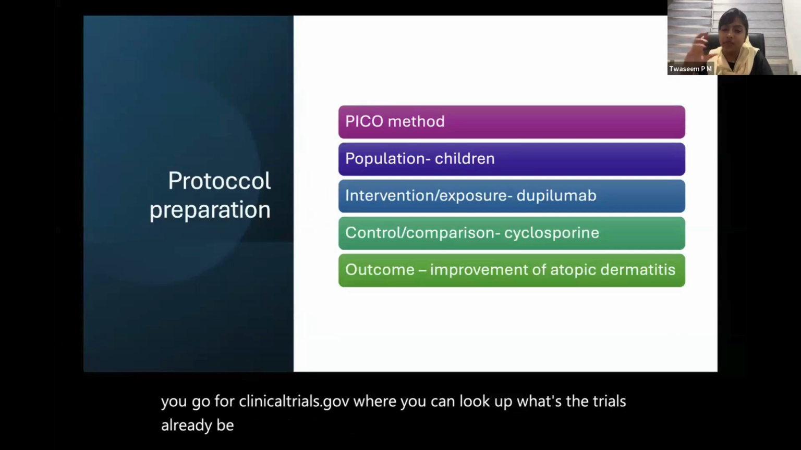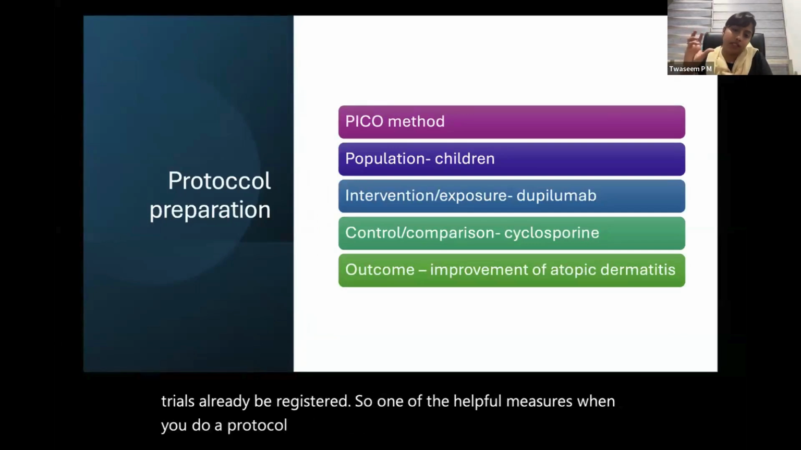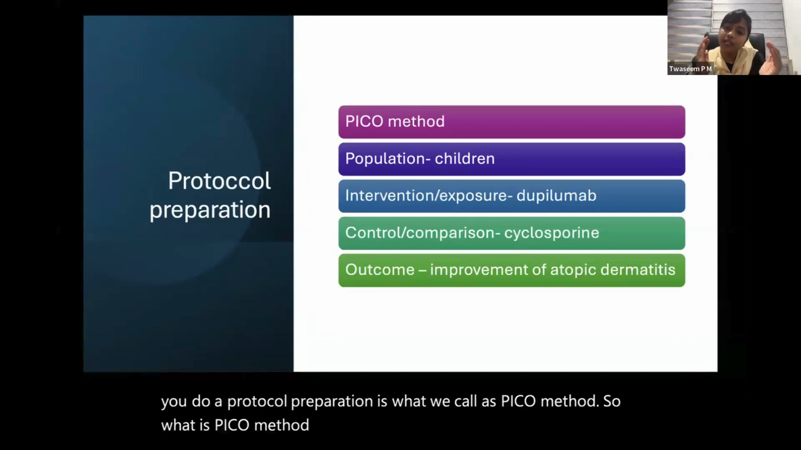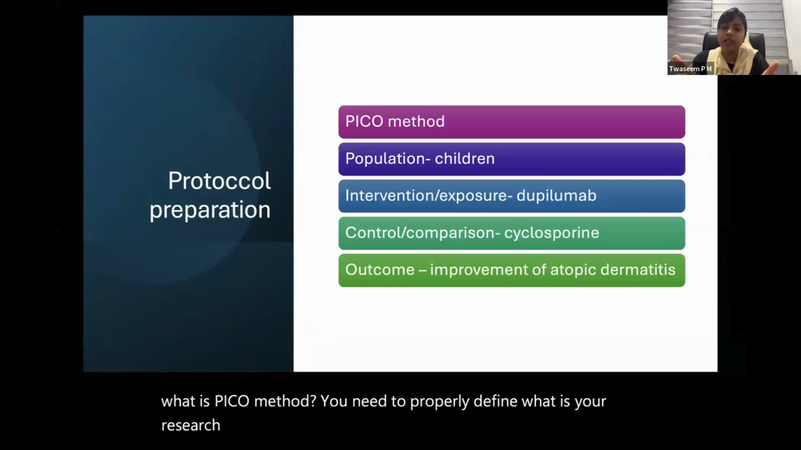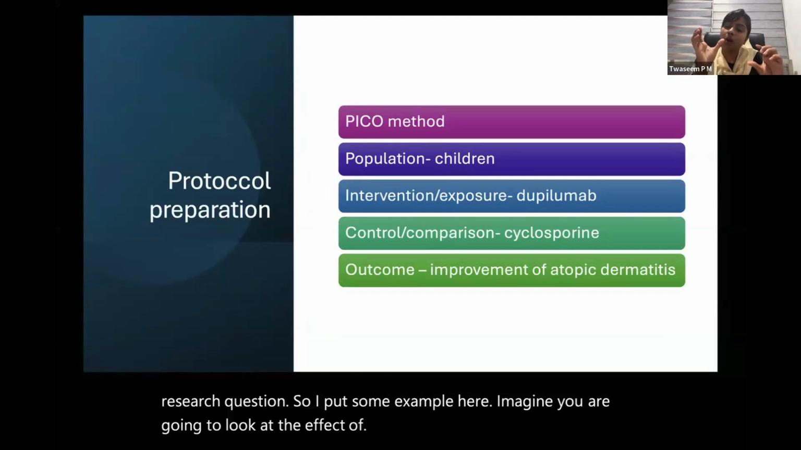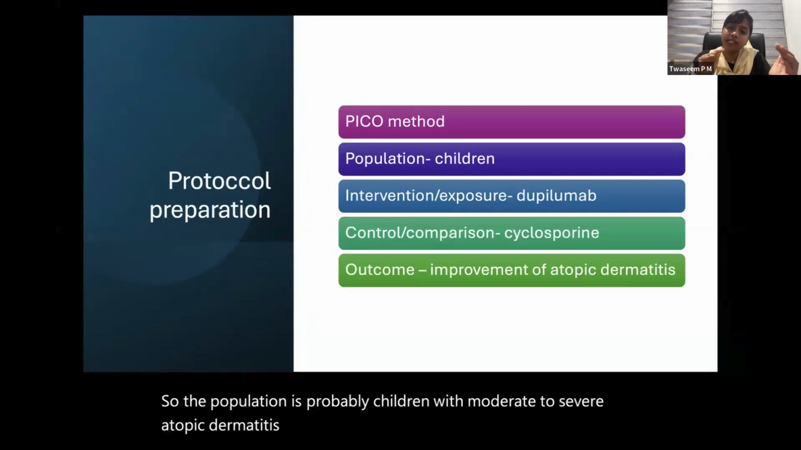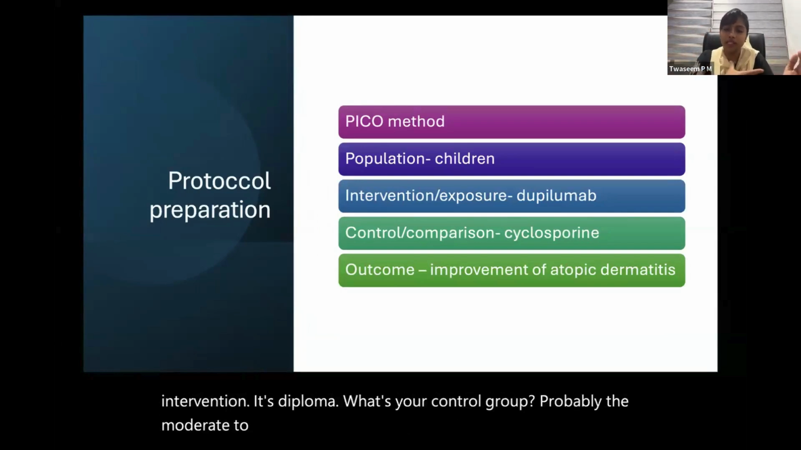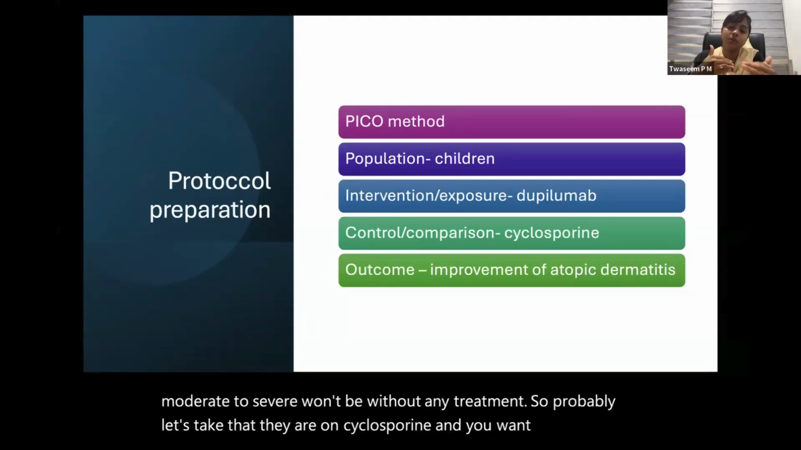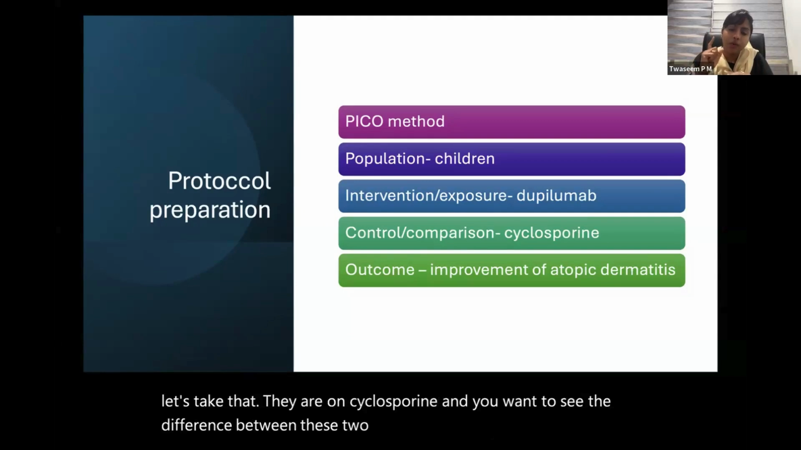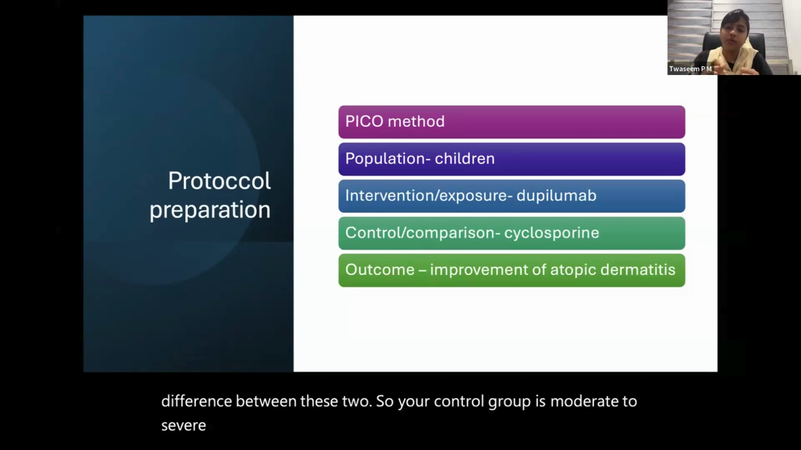One of the helpful measures when you do protocol preparation is what we call the PICO method. So what is the PICO method? You need to properly define your research question. I've put an example here. Imagine you're going to look at the effect of dupilumab. The population is probably children with moderate to severe atopic dermatitis. I stands for intervention, which is dupilumab. What's your control group? Probably the moderate to severe patients won't be without any treatment, so let's say they're on cyclosporin and you want to see the difference between these two. So your control group is moderate to severe atopic dermatitis on cyclosporin. What's your outcome? That is improvement of atopic dermatitis.